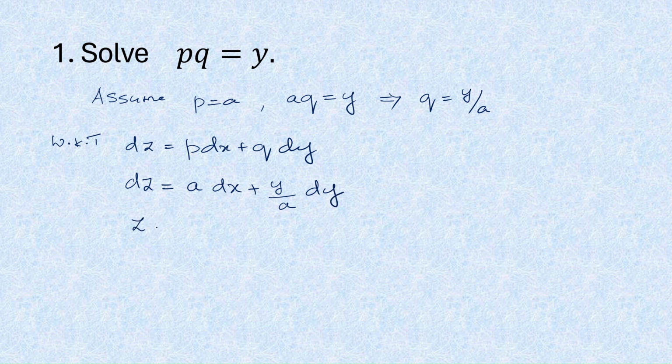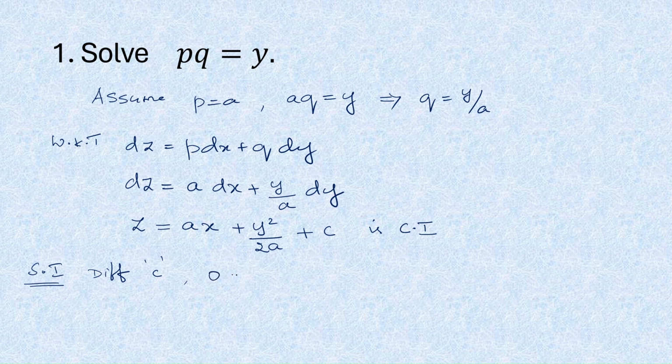Integrating this, z = ax + y²/(2a) + c, where c is the arbitrary constant. Now this is called the complete integral. Next is to find the singular integral. As usual, we differentiate partially with respect to c, so that we get 0 = 1, which is an absurd result. Therefore, there exists no singular integral.